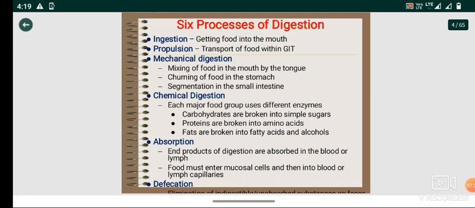Then in the small intestine, whatever process there is, the chemical mixing of our juices, the final chemical digestion process is completed. Then it gets propelled into the next segment, that is the large intestine. So propulsion is also the key mechanism to accomplish the whole process of digestion.